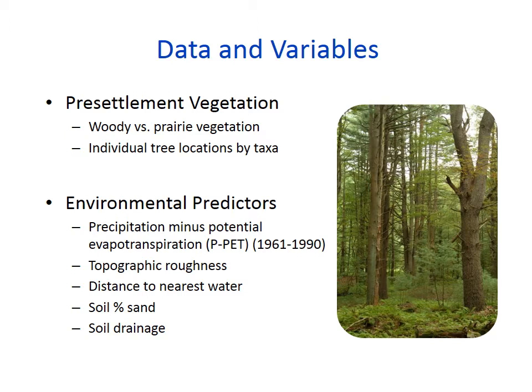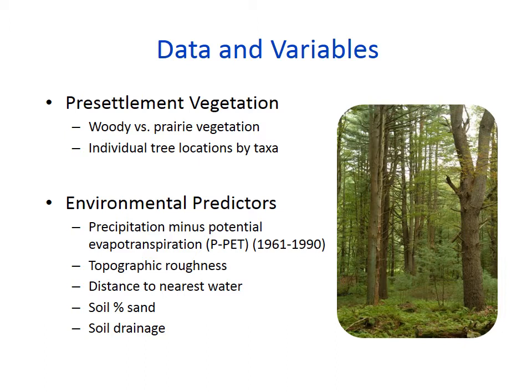Evapotranspiration is evaporation plus the transpiration of water by the vegetation, and the key factor there is whether there's a surplus of precipitation over evapotranspiration or whether there's a deficit, so whether it's a moist climate or a dry climate. We also assembled data on topographic roughness, in other words, how hilly, how many hills, how high across the state of Minnesota, and distance to nearest water.